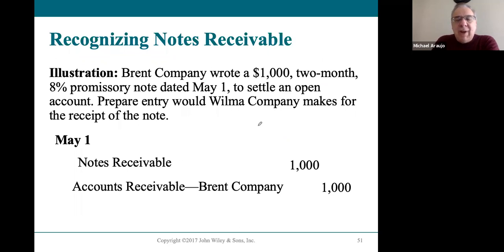So in this case, Wilma has accepted the note to settle a receivable, an accounts receivable. So Wilma Company will show that note receivable will pay the accounts receivable for Brent. Oftentimes there'll be a little thing here for Brent as well, right? So this note pays the receivable for Brent.